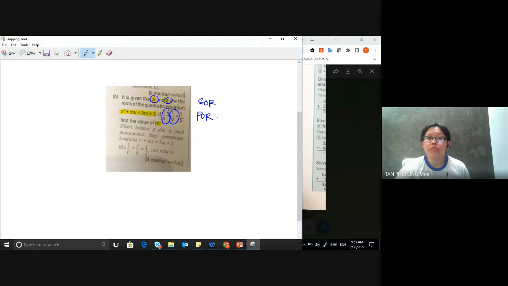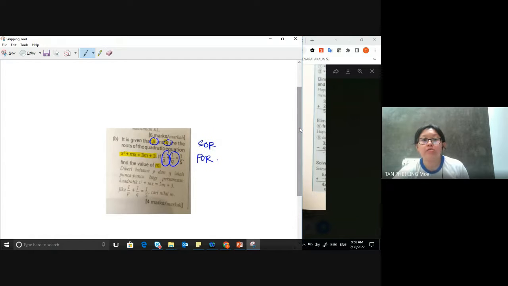This is like P and Q from the original equation, and then we want to form a new equation, right? Which is 1 over P and 1 over Q. So now, first step, know that it has to be SOR and POR first. If you cannot, then you must know that you lack practice. Okay, then you move on, do more.